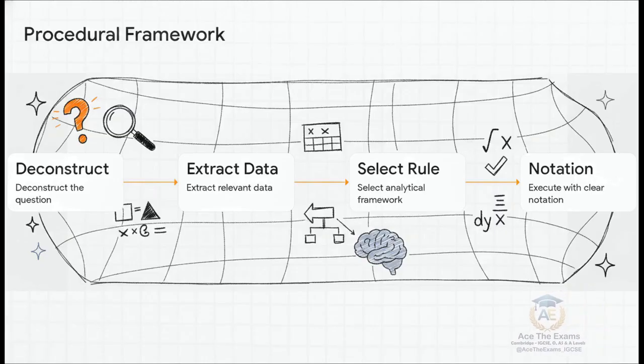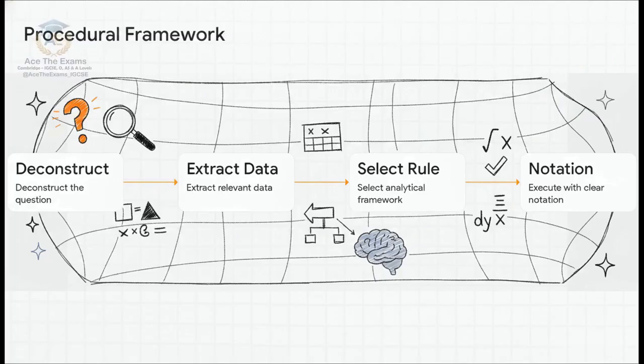Top students internalize a precise 4-step procedural framework to guarantee these marks even when they're panicking. Step 1. Deconstruct the question. Highlight those command words. Are they asking you to differentiate, find the exact value, or show that? Step 2. Extract relevant data. Write down your u and v clearly if you're using the quotient rule. Step 3. Select your analytical framework. Are you using the chain rule? Actually write it out.